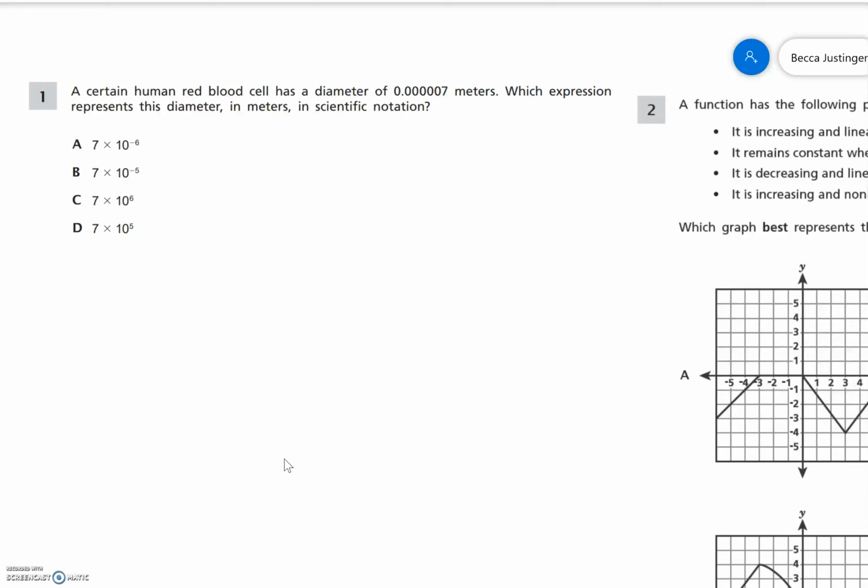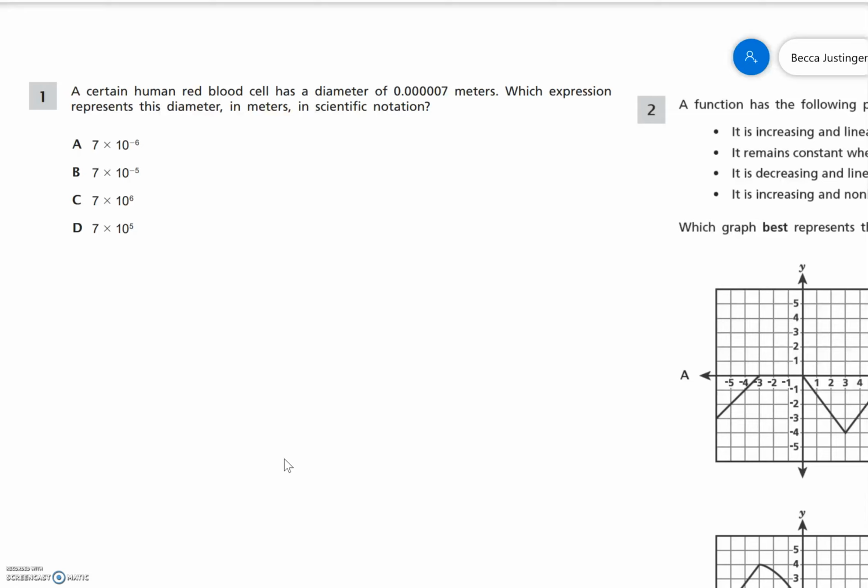Remember to write down everything I write because this is counting as a test grade, and star or circle any questions you'd like me to re-go over when we get back in case you didn't understand the way I explained them now. Okay, number 1.